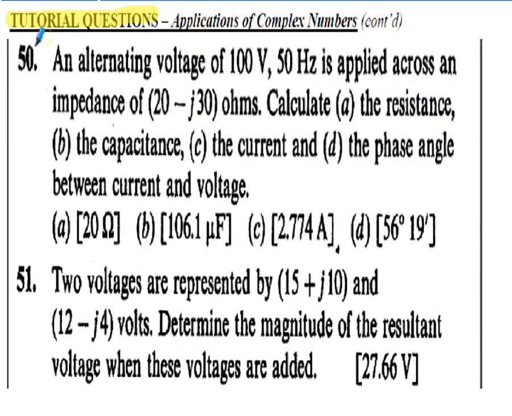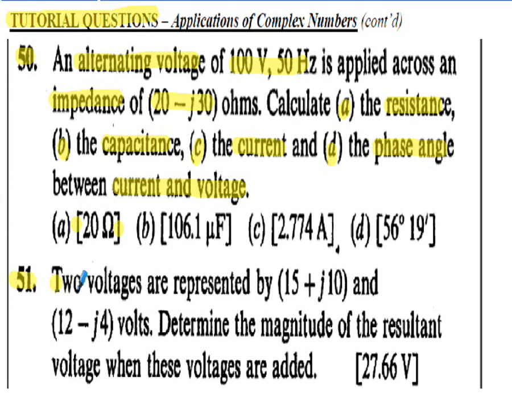Tutorial questions continue. Question 50. We're given an alternating voltage of 100 volts and 50 Hertz applied across an impedance, our Z value, of 20 minus j 30 ohms. We've got to calculate in part A the resistance, in part B the capacitance, part C the current, in part D the phase angle between the current and the voltage. I would encourage you to sketch the impedance on an Argand diagram so you're clearly sure which phase angle you're calculating. The answers are given here in the square brackets.